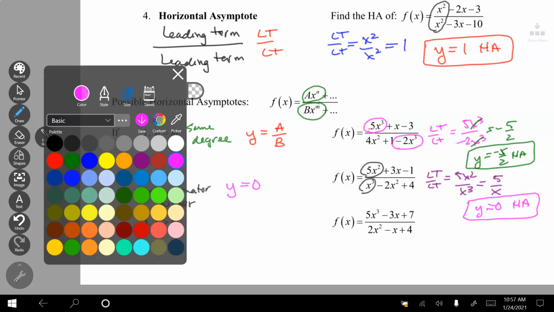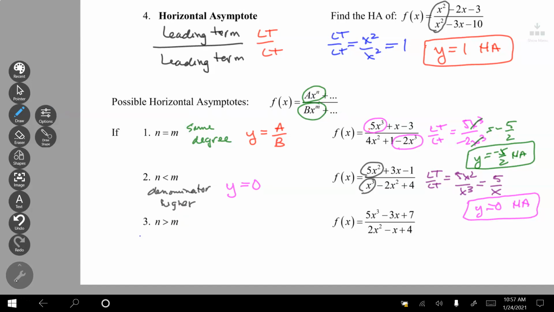And this last one we're going to do where the numerator is a higher degree.